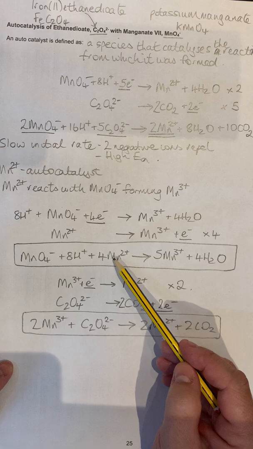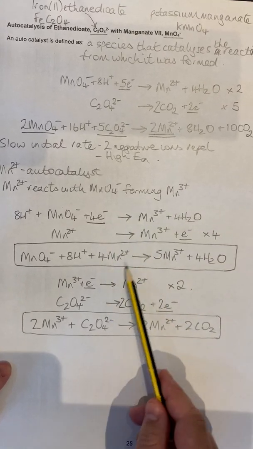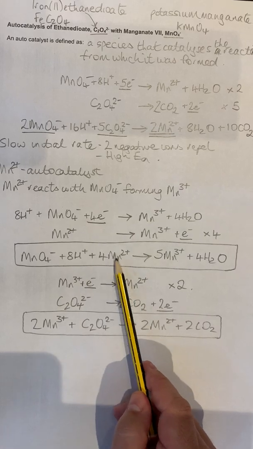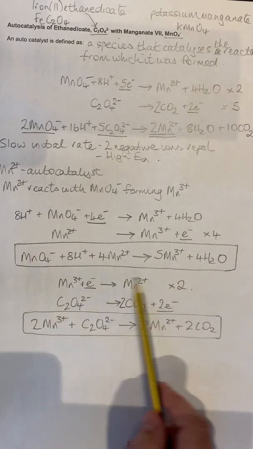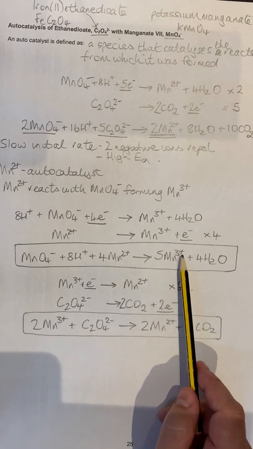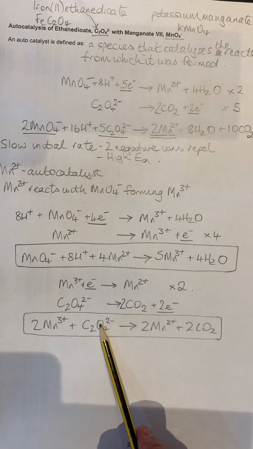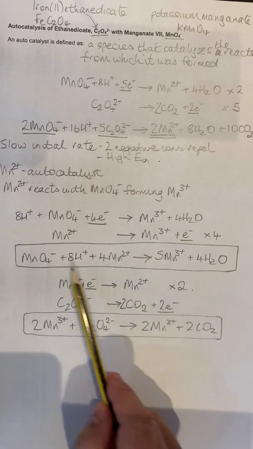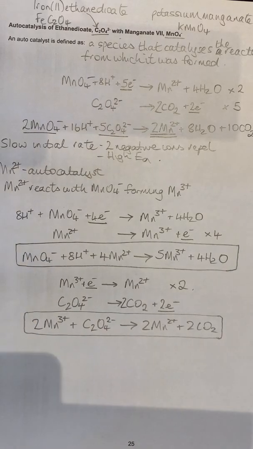So it starts off very slowly due to the negative ions repelling. But then once we've got sort of a critical mass of Mn2+, that starts reacting with that, and then it starts escalating. The Mn3+ will then go and react with the C2O42-, making more Mn2+, which can then go back and continue to react with the MnO4-.